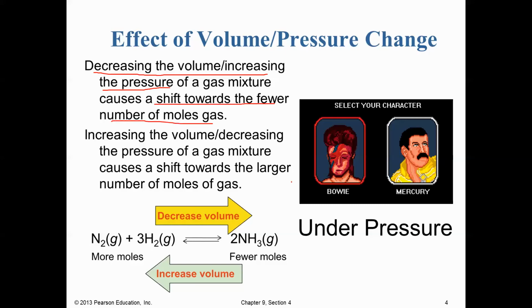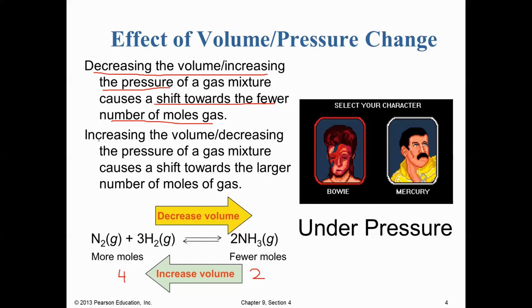So in the example that's given right here, we have on our left side 1, 2, 3, 4 moles of gas, and on the right side we have just 2 moles of gas. So again, we have 1 N2 and 3 H2, so that's 4 moles of gas on the left. 2 NH3s is just 2 moles of gas on the right.